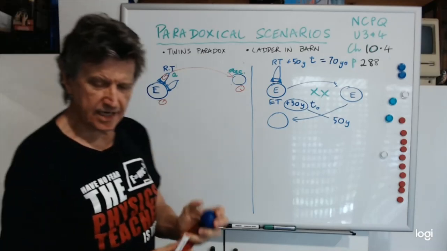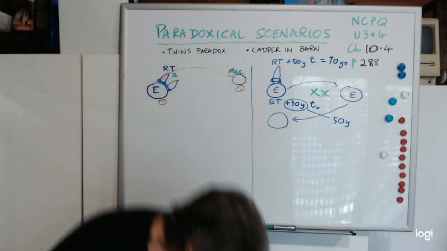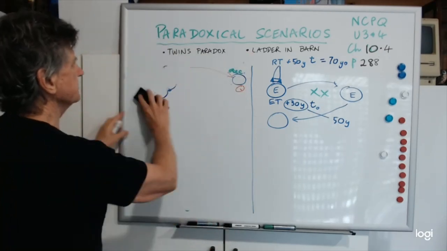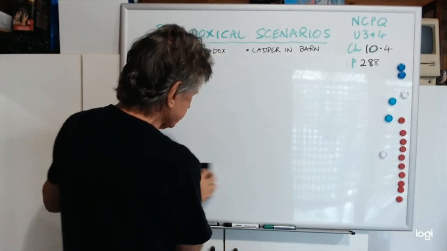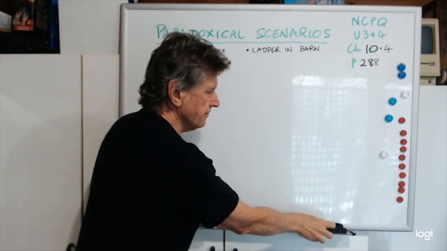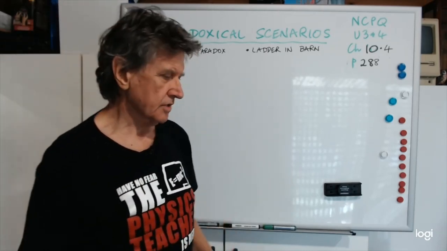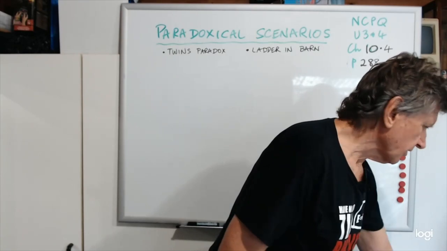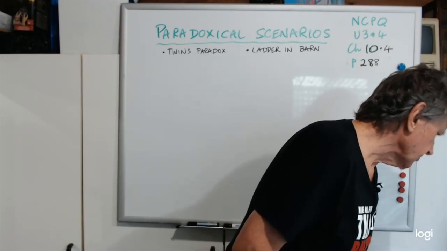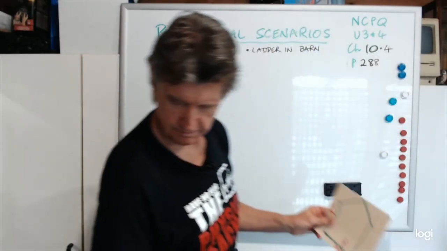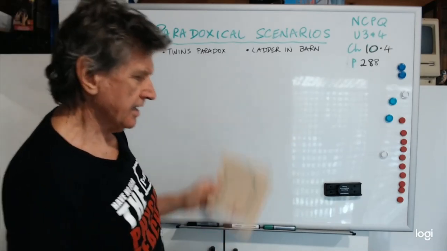There's a second scenario, or a second paradox, that I'd like to have a look at, and that's the ladder in the barn. So it looks like this. Now, these are quite famous paradoxes. They're not something that the syllabus writers thought up. Let's imagine we've got a barn, and here it is here.